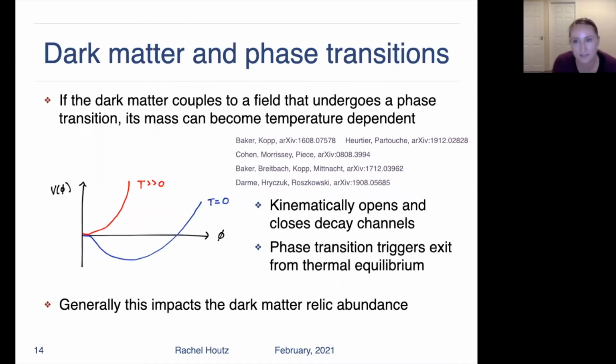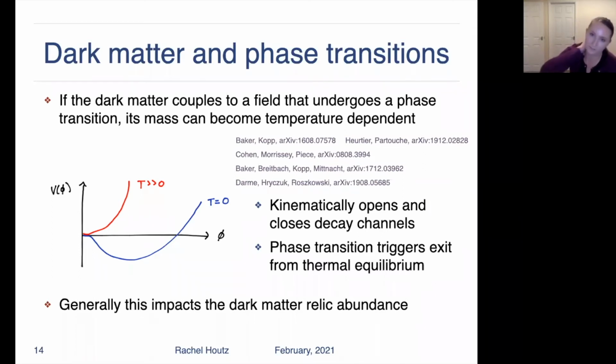And so when I say a temperature dependent mass, what I mean is dark matter that interacts with a scalar field or pseudoscalar field that undergoes a phase transition. For example, if a scalar field develops a VEV and that scalar field interacts with dark matter, and then the field goes from its high temperature VEV to its zero temperature VEV, the dark matter mass can change: the symmetry preserving minimum gives one dark matter mass, and then the symmetry breaking minimum gives another one, for example.